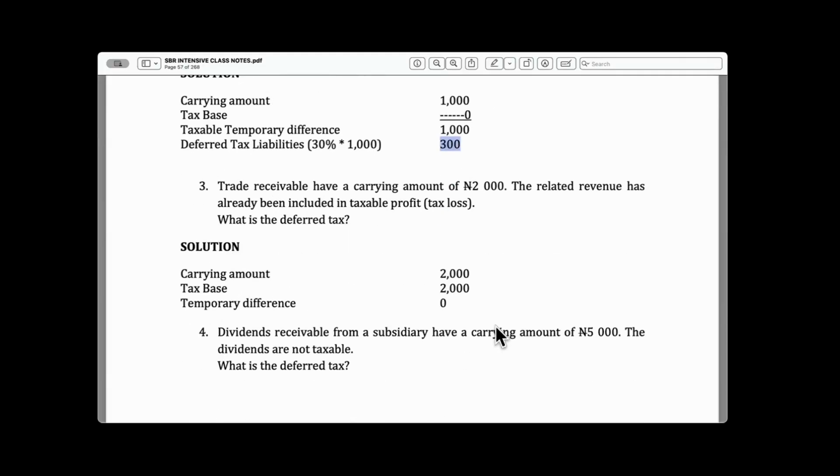Also, there's a trade receivable that has a value of 2,000. The related revenue has already been included in taxable profits. So for this one, they have already included it. So there's no temporary difference because it's included.